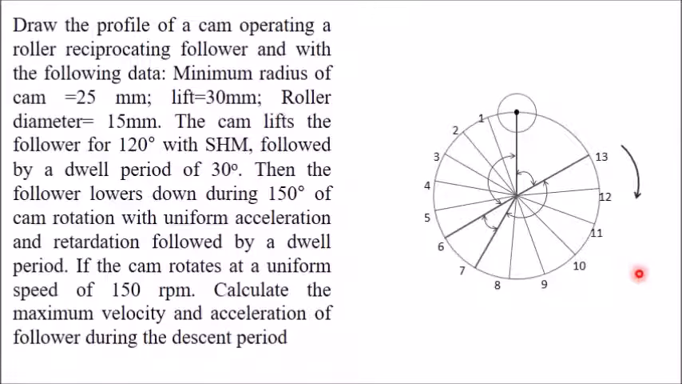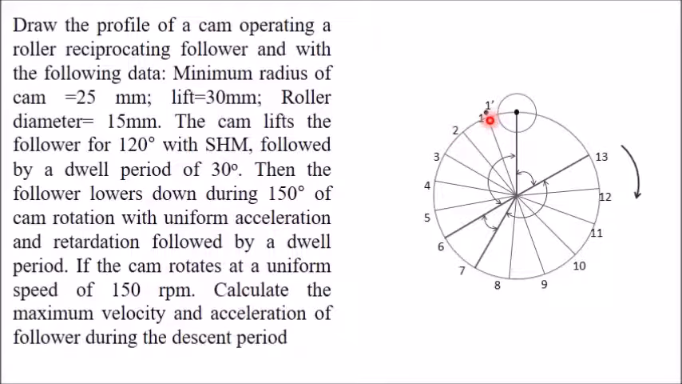Now the next step is to draw a circle here with this point as the center. This circle is of diameter 15 mm, that means radius 7.5 mm. This circle you have drawn. Now at 1, from this point, extend this line and mark a point 1 dash. Now this 1 1 dash is the same as obtained in the displacement diagram.